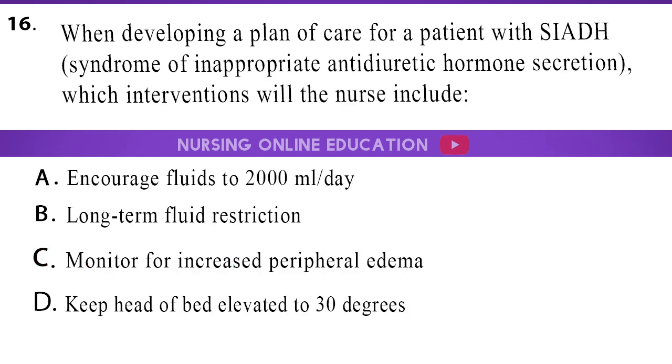16. When developing a plan of care for a patient with SIADH, syndrome of inappropriate antidiuretic hormone secretion, which interventions will the nurse include? A. Encourage fluids to 2,000 milliliters per day. B. Long-term fluid restriction. C. Monitor for increased peripheral edema. D. Keep head of bed elevated to 30 degrees. The answer is option B, long-term fluid restriction.